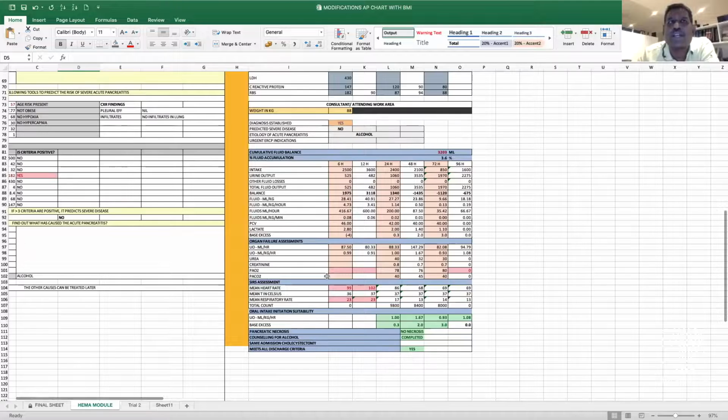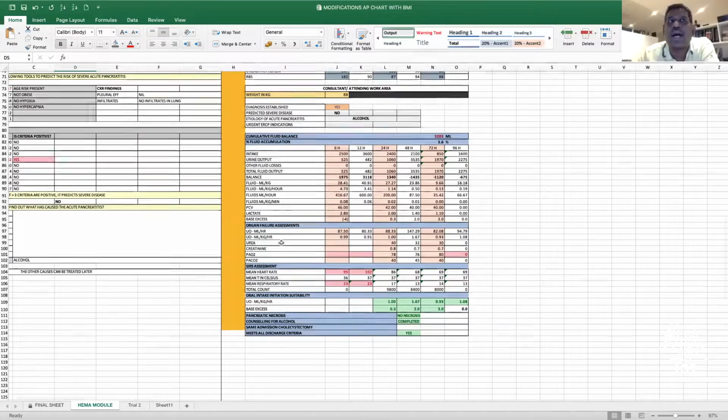In organ failure assessments, we look for urine output. So this almost touches 1 ml per kilo per hour, which is very, very good. And then we can also enter the urea and creatinine values, and it will tell us exactly. I mean, Excel is quite easy.